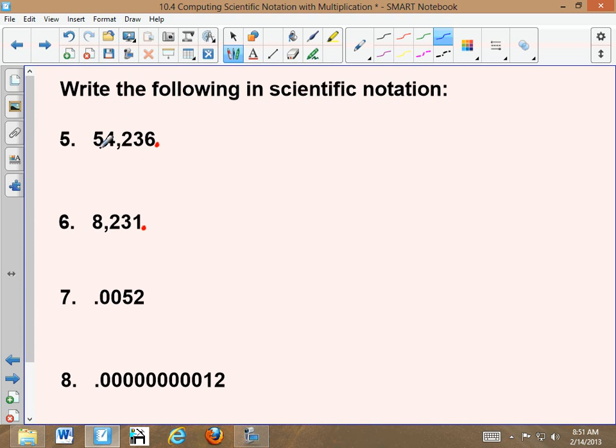So, number 5, what's the first and second number? It has to move between the 5 and the 4. I make an X there. X marks the spot. Make an X between the 5 and the 4. When I'm converting the scientific notation, I always move from the X to the decimal.